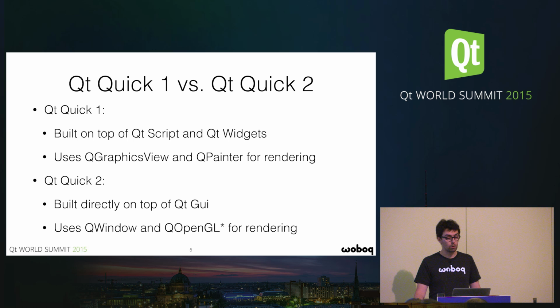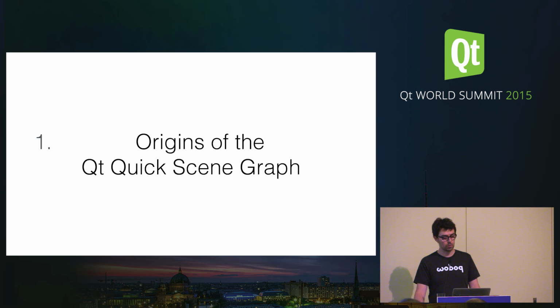QtQuick 2 came with Qt 5. It was built directly on top of QtGui. It was using QWindow or a subclass and QOpenGL for rendering. It's not using QGraphicsView and not using QPainter. The scripting has been forked, and the windowing and event system has been forked from QGraphicsView as well.